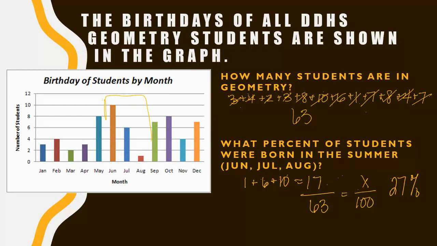So hopefully that makes sense. We can figure out different percentages. I could have asked what percent of students are born in the school year or in December or whatever. We would simply take that and set up a proportion with the total amount of students we found. Hopefully this is making sense for you. Again, if you have any questions, let us know. But this is all about bar graphs. So just read the graph and figure out the information.